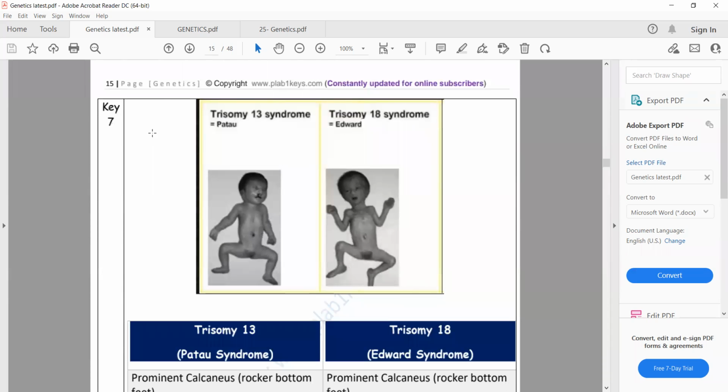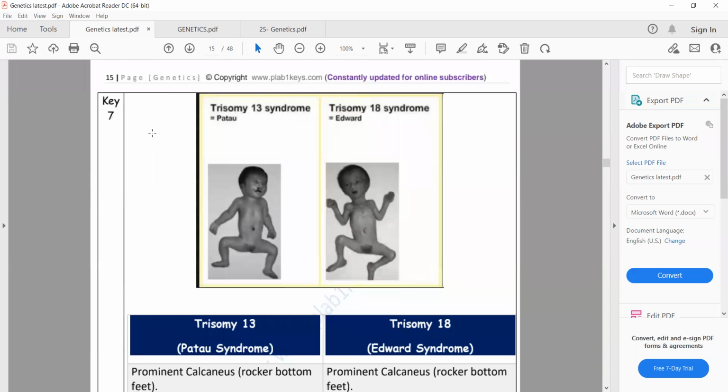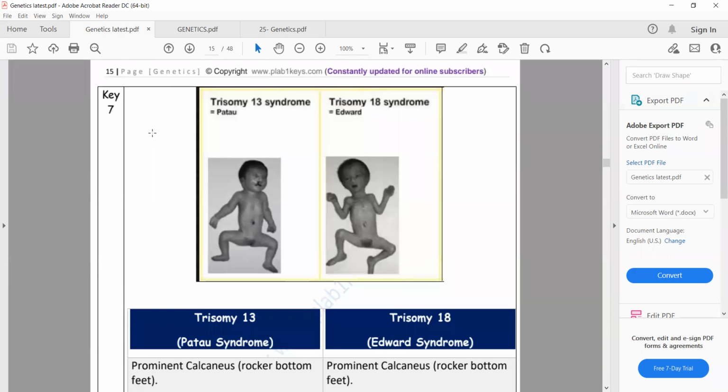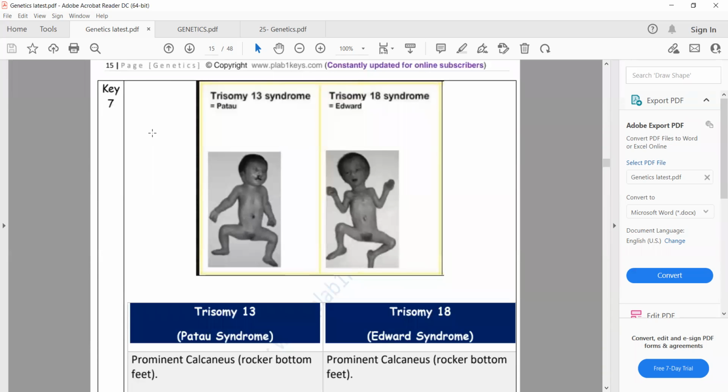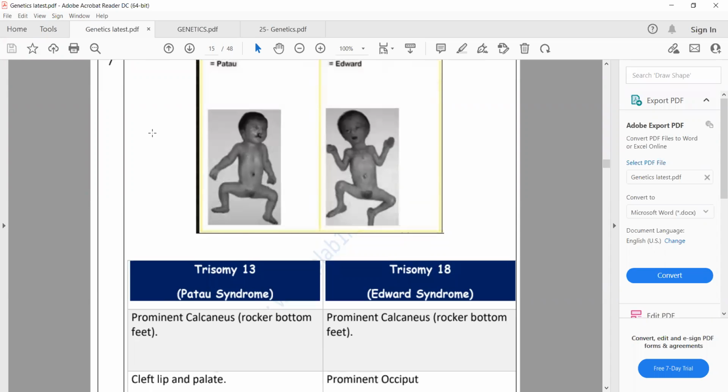Now, our next topic is trisomy 13, trisomy 18, trisomy 21. Trisomy 13 is known as Patau syndrome, trisomy 18, E for 18 and E for Edward. So trisomy 18 is Edward syndrome, and trisomy 21 is Down syndrome.